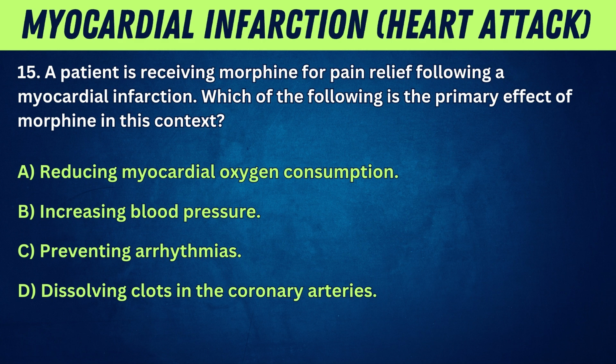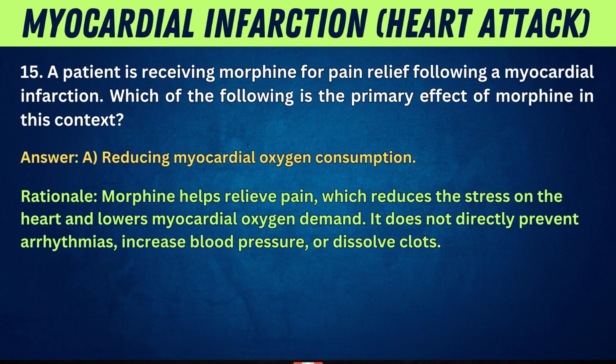15. A patient is receiving morphine for pain relief following a myocardial infarction. Which of the following is the primary effect of morphine in this context? A. Reducing myocardial oxygen consumption. B. Increasing blood pressure. C. Preventing arrhythmias. D. Dissolving clots in the coronary arteries. Answer: A. Reducing myocardial oxygen consumption.